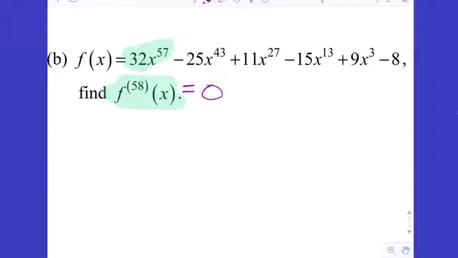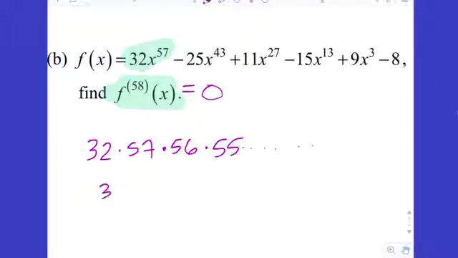Now, if I asked you for the 57th derivative, that would be a little bit harder to find, because that's going to be 32 times 57, and then that'll be to the 56th power. So then I'll multiply by the 56th power, and it'll be to the 55th power, and then times the 55th power to the 54th power. What's going to happen? It's going to be 32 times 57 what? Factorial. Yeah. That would be the 57th derivative.